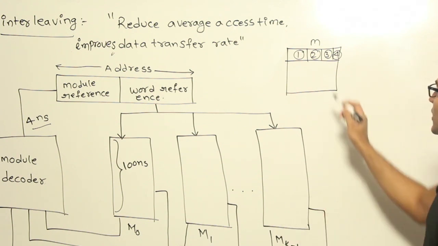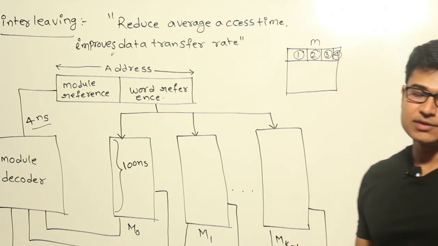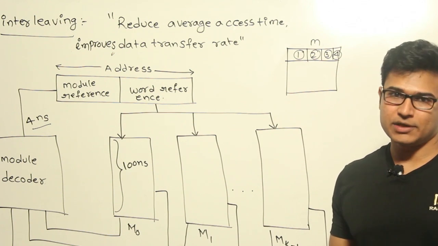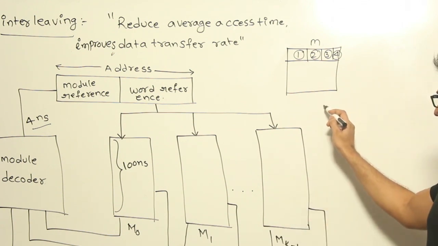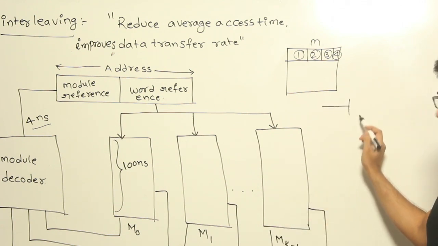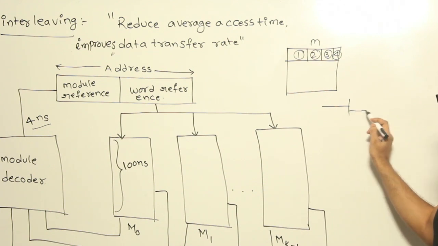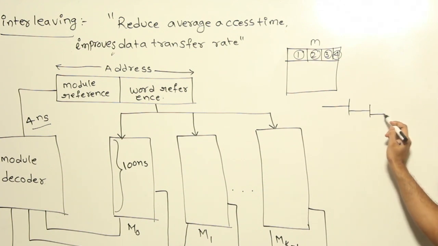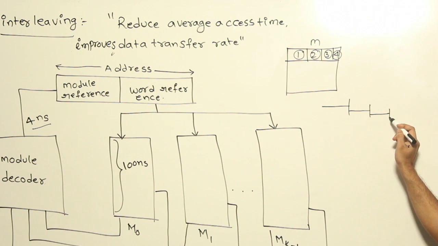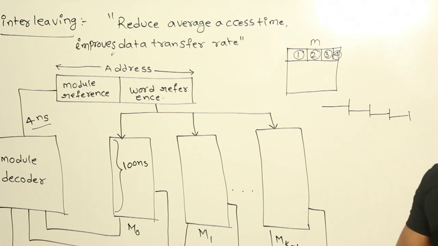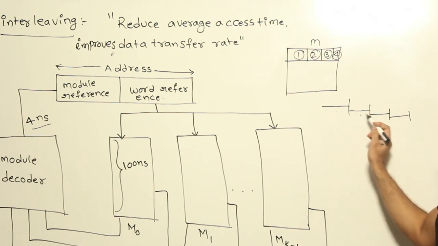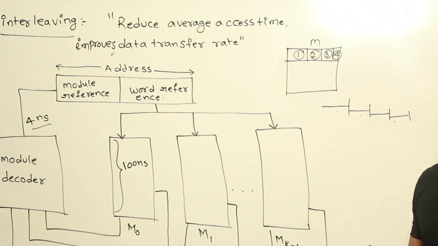Let us say the memory access time is maybe 100 nanoseconds. For the first word you have to spend 100 nanoseconds, for the second word 100 nanoseconds, for the third word 100 nanoseconds, and for the fourth word 100 nanoseconds. Therefore 100, 100, 100, 100, so 400 nanoseconds will be taken.